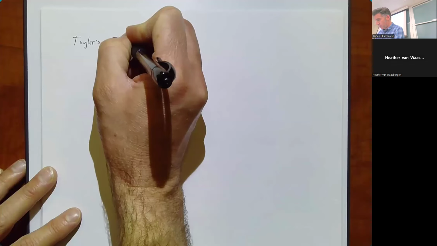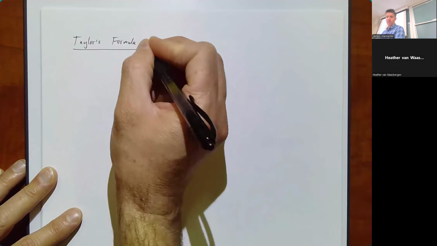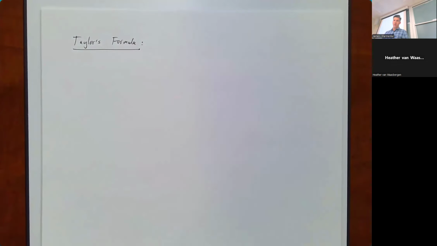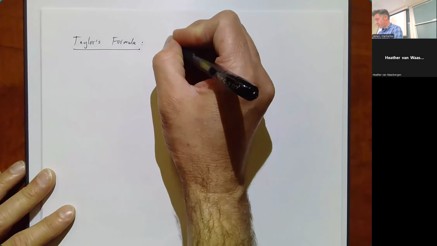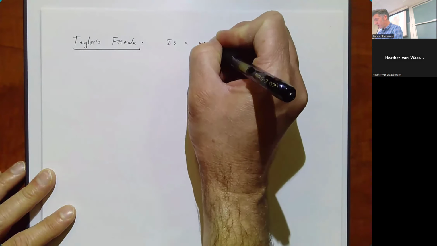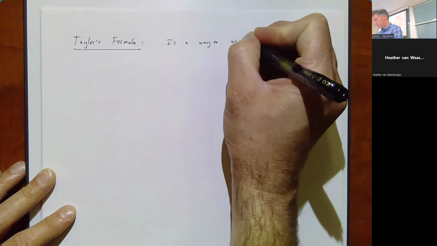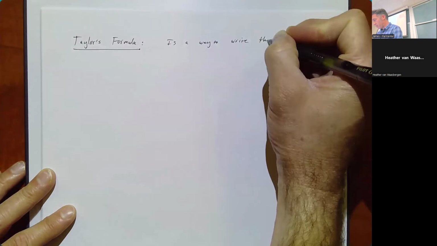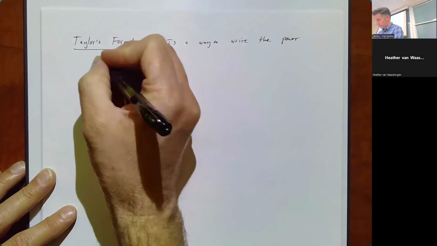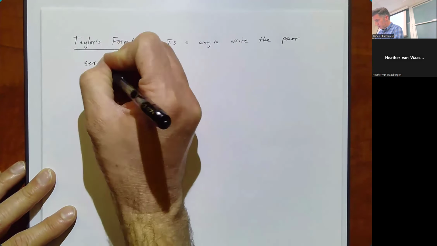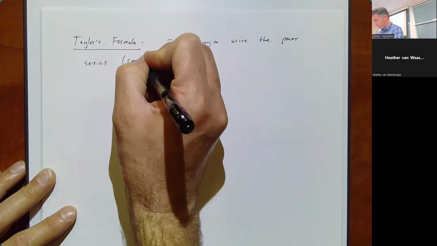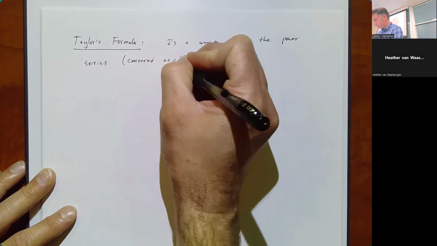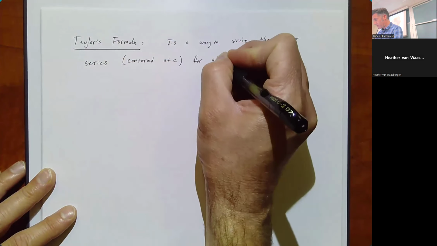So basically, this is a way that for almost every function, there are some weird exceptions, it's a way to write the power series centered at some choice of c for almost any function.